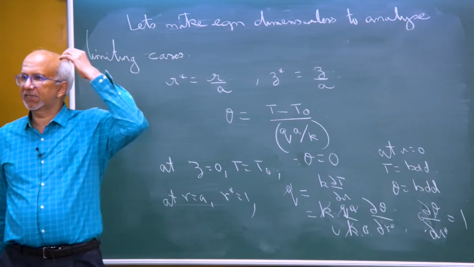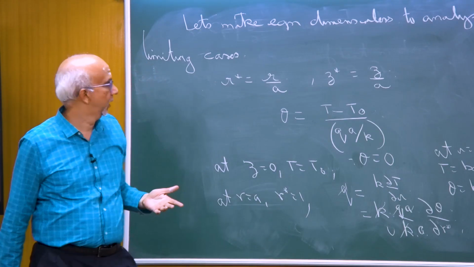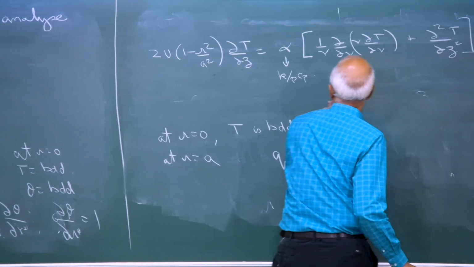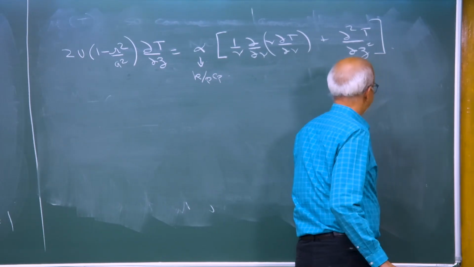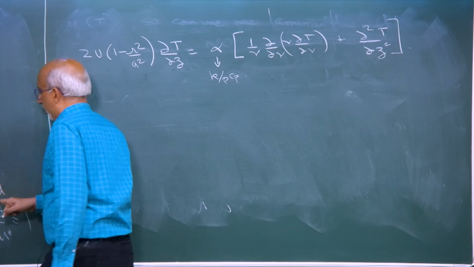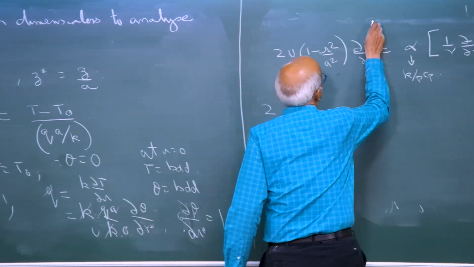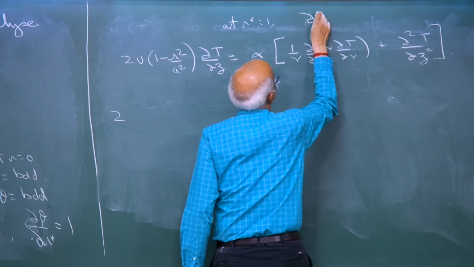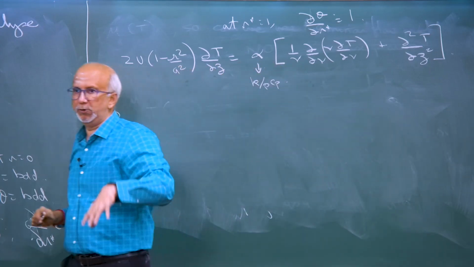What I have done is I have just converted the boundary conditions to theta. I have not done the differential equation yet. So the boundary condition at r star equal to 1 is d theta by dr star equals 1. That is my dimensionless boundary condition.